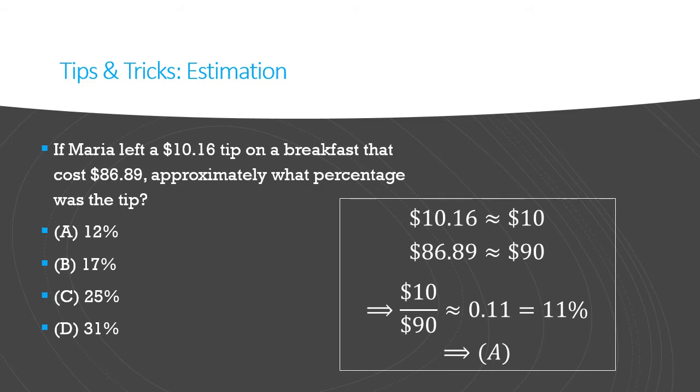So we can approximate her $10.16 tip as about $10, and $86.89 as about $90. So using these numbers, we can divide them to find that the tip percentage is about 11%. The option that's nearest to that from the options that were given is A, and that turns out to be the correct answer. So using some estimation techniques can save you a lot of time typing lots of numbers into your calculator or doing some mental math.